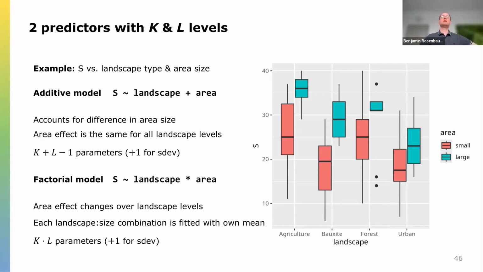Then we have the situation where we have 2 factorial predictors. And sure, area influences species richness, so we would want to include this in a model. The first model would be to just add this as an additional effect. So we have landscape plus area. So it accounts for the differences in area size, but this area effect is the same for all landscape levels.